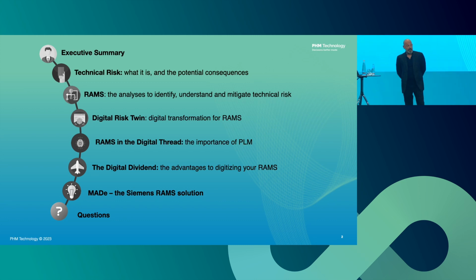Just to run you through what we're going to talk about today: first, to define what technical risk is, then to look at how we analyze and understand that using RAMS, reliability, availability, maintainability, and safety. Then we'll talk about how we've made a digital risk twin that enables people to do RAMS more efficiently using a model-based approach, and how that feeds into the broader digital thread that Siemens provides. Then the benefits and outcomes you can achieve using the digital risk twin, and finally how that looks in terms of the solution for Siemens and how that's available.